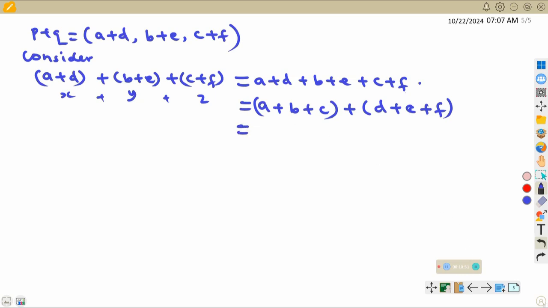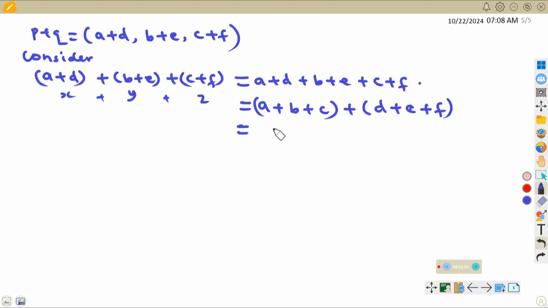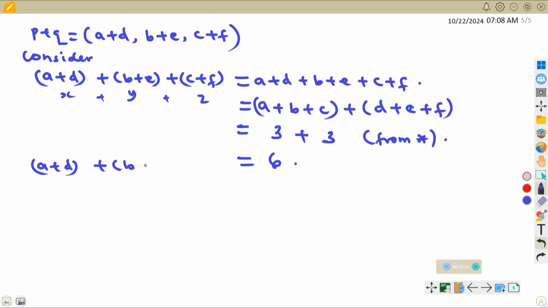When you look at this from equation star, A plus B plus C is 3, and D plus E plus F is 3. So this is the same as 3, and this is also the same as 3. This is from equation star. Which will give us a 6, because 3 plus 3 will be 6. So A plus D plus B plus E plus C plus F is giving us 6.